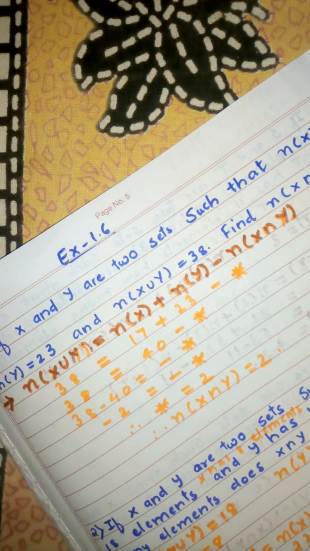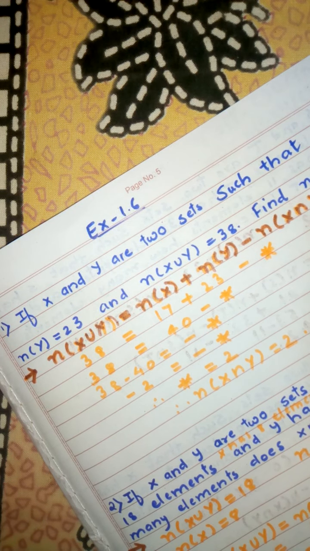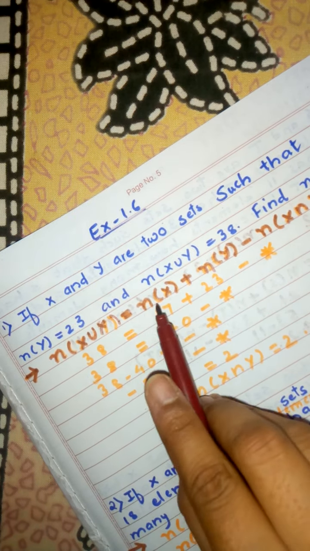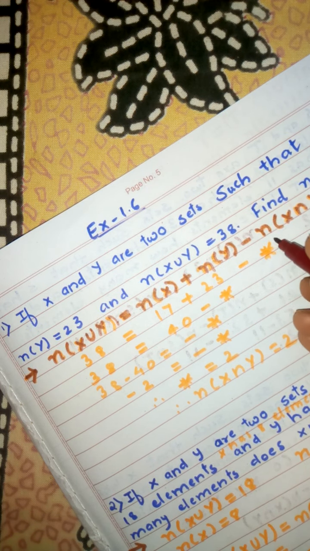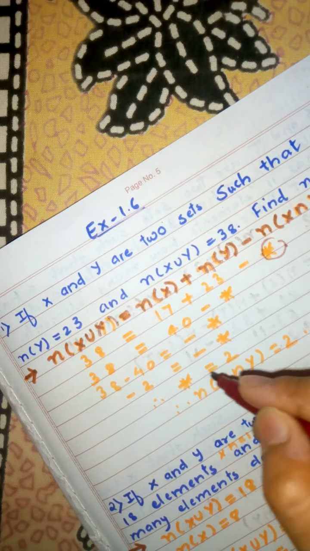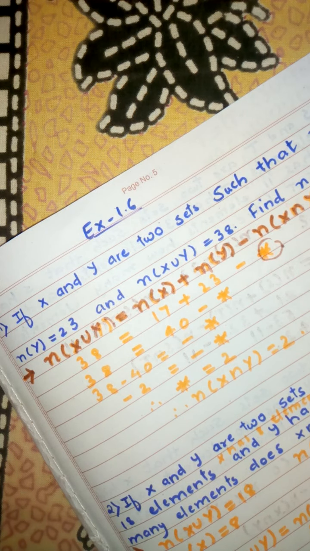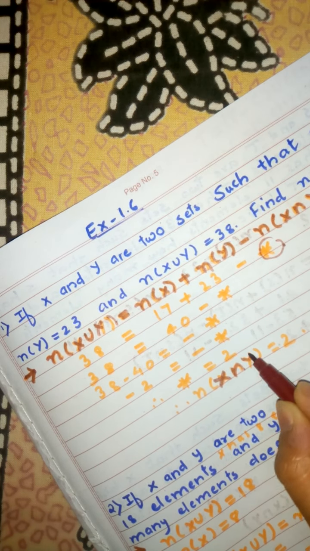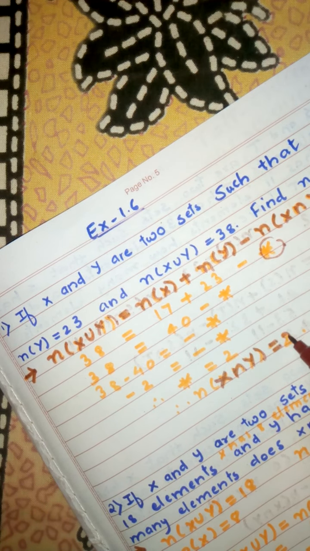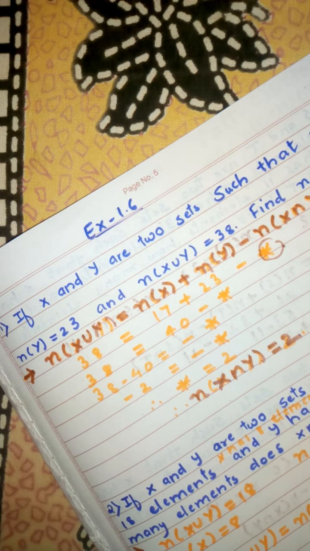So that is what I have done. I have substituted the number of elements in x union y, which is 38. The number of elements in x is 17, then this is 23, and this is what we are asked to find. After simplifying, taking the terms on one side and keeping this on the other side, we are getting the number of elements in x intersection y is 2.